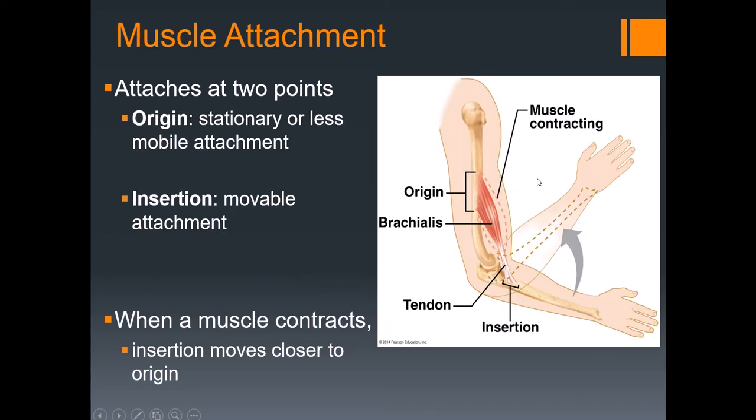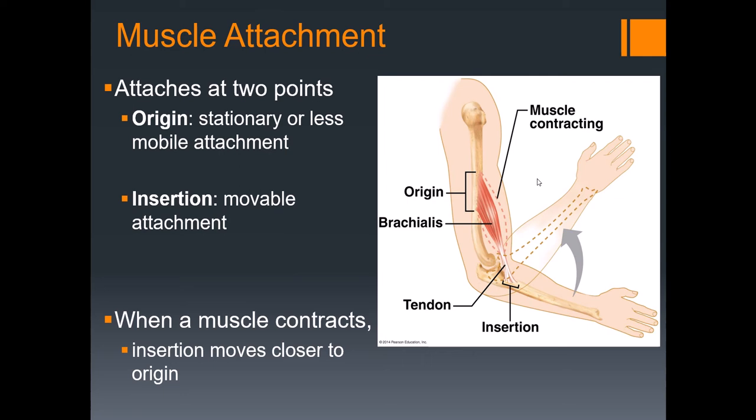So let's start with some general information about how muscles attach to the skeleton. Muscles actually have at least two attachment points. They have an origin, which is their stationary or immovable attachment point, and then they have an insertion, which is the movable attachment point. Now, some muscles have more than one origin, so that's why we say at least 2 points, but every muscle will have an origin and insertion.